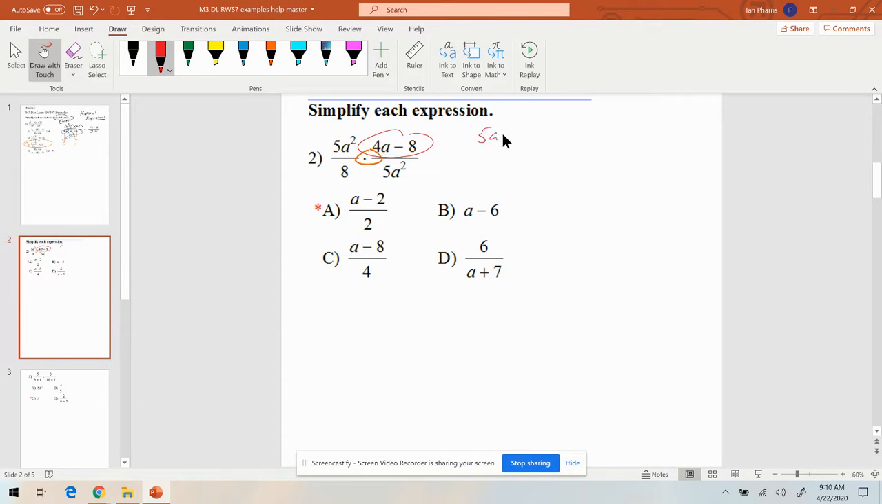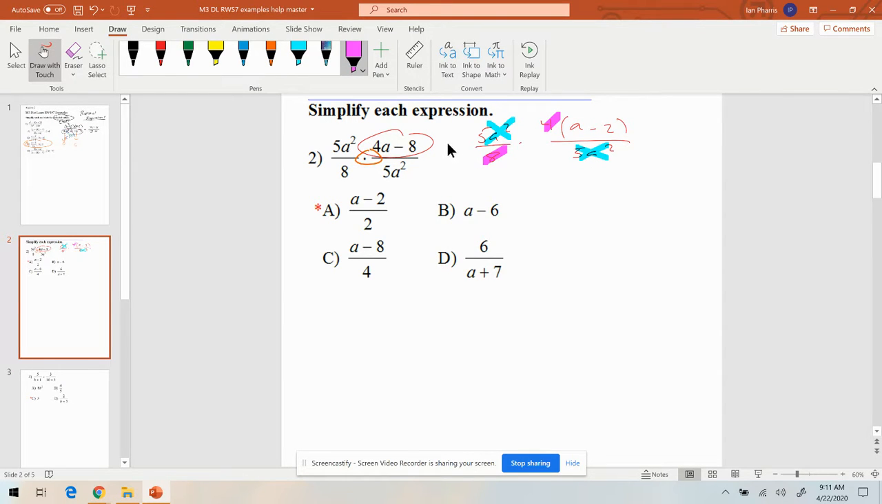So let me write the whole thing. 5a squared over 8 times, let's pull out the GCF of 4. What's left over? It's going to be a minus 2. Okay, and 5a squared. Oh, that's silly. Why did they do that? It just looks like we're canceling stuff out. That cancels with that. And what else cancels?